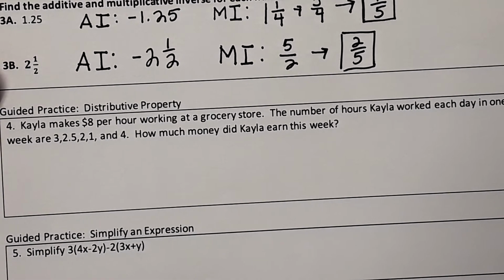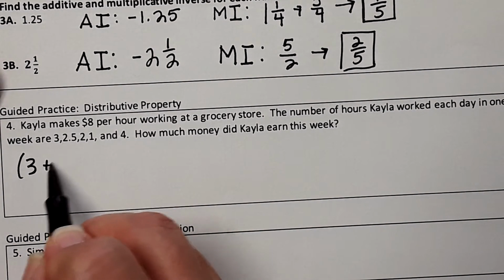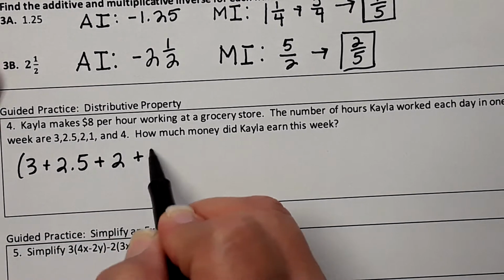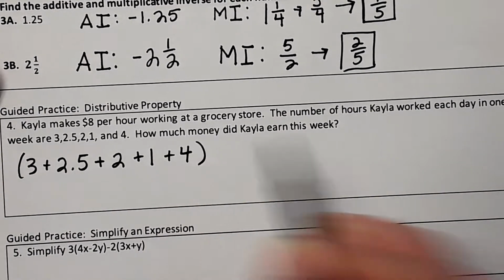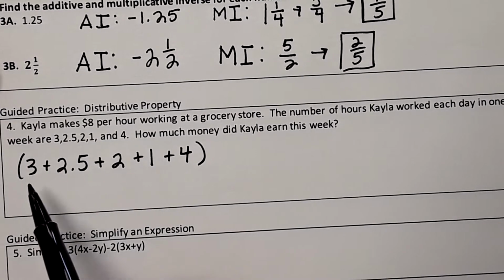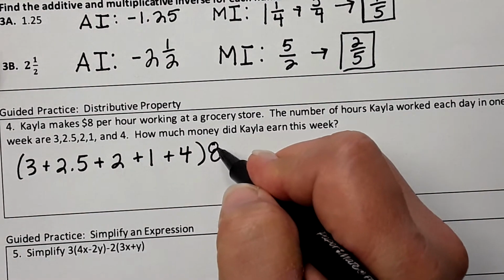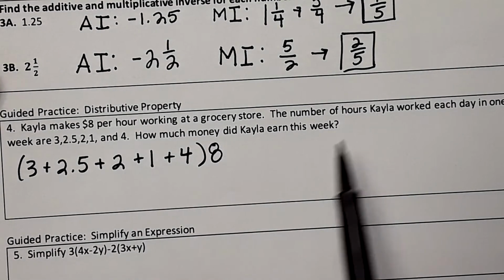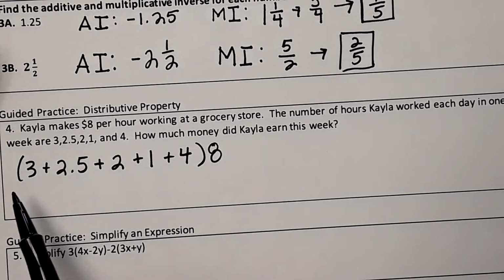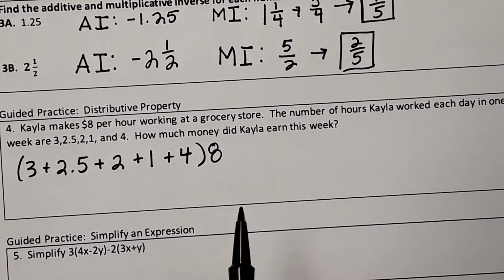Victor? You're going to add up all the hours she works, multiply it by 8 per day, and then multiply it by 7. I don't think you have to multiply it by 7, because this is how much she worked each day. So you only have to multiply it by 8. Because it says the number of hours worked each day in 1 week. So this is how many hours she worked each of the days. So we're just going to multiply it by 8.